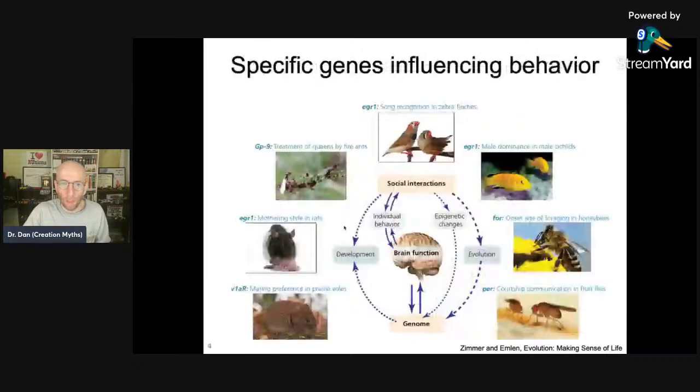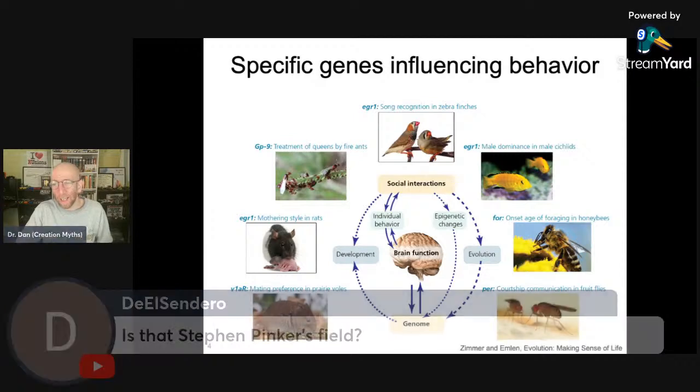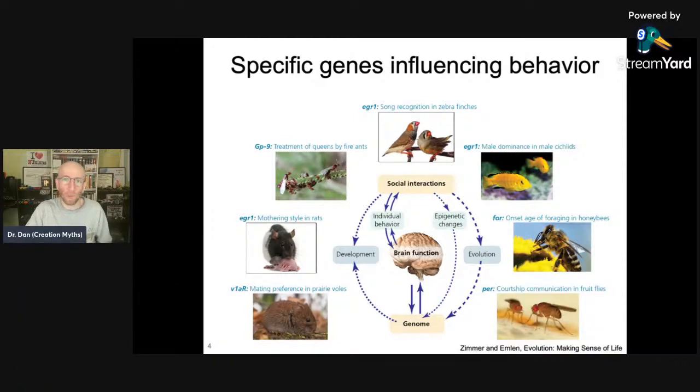So now we'll move on. Is that Steven Pinker's field? I think it is. There's a lot of big names in evolutionary psychology that get problems.